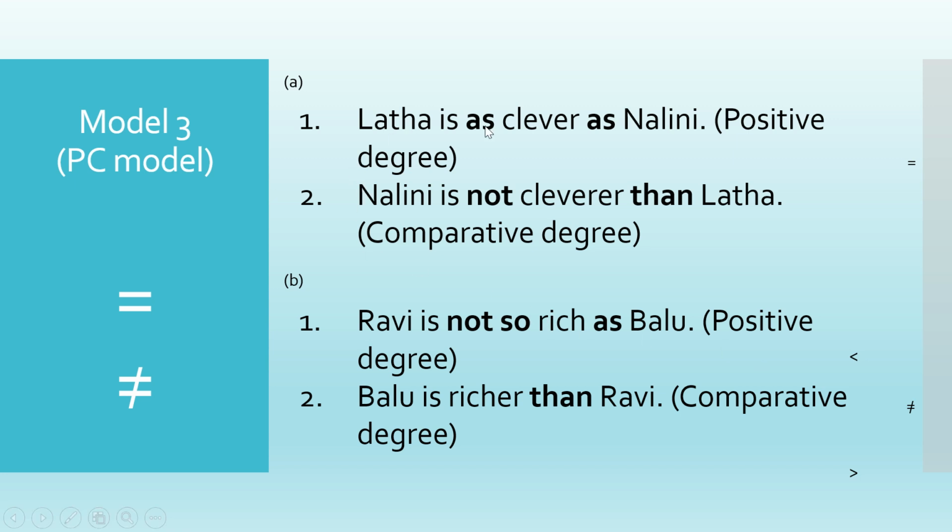So similarly, you have to keep in mind all the boldened words when you change from one degree to another. Ravi is not so rich as Balu, which means that Balu is richer than Ravi. So the meaning is not changed, whereas the technical syntactical structure of the sentences is what changes. So these are the three models.